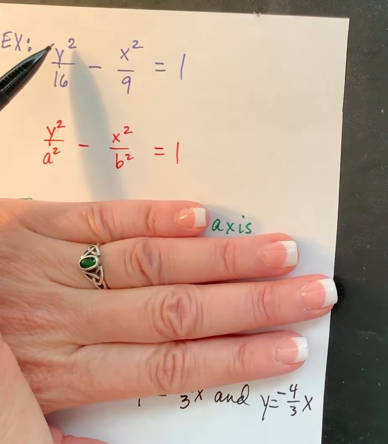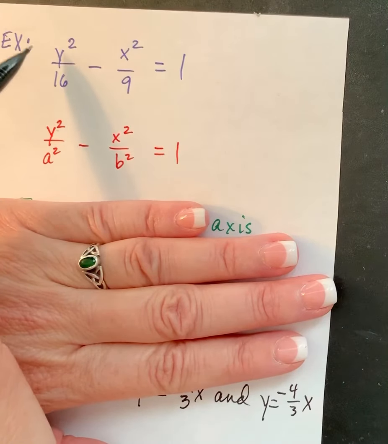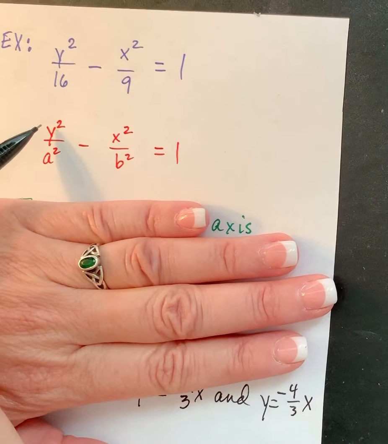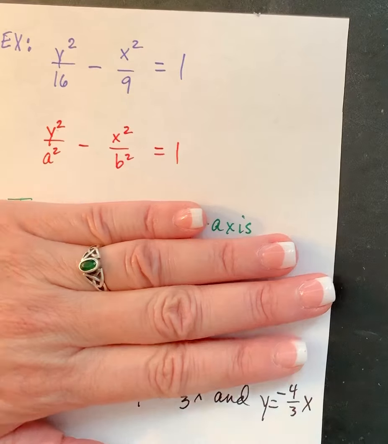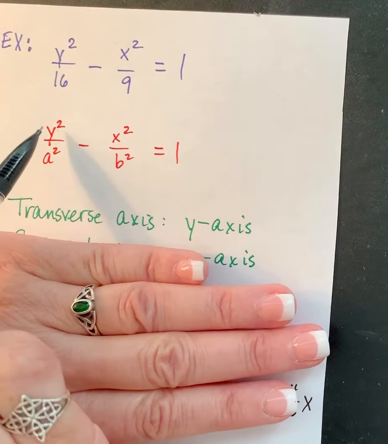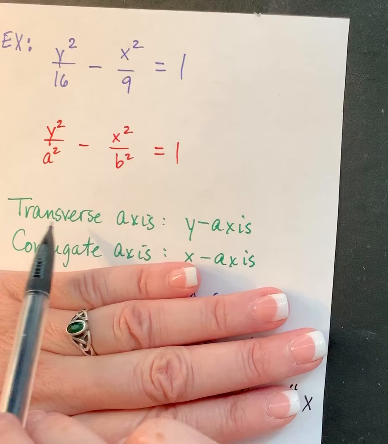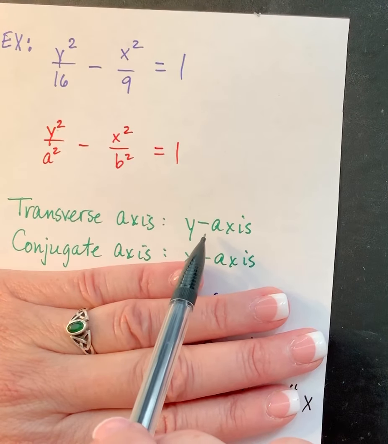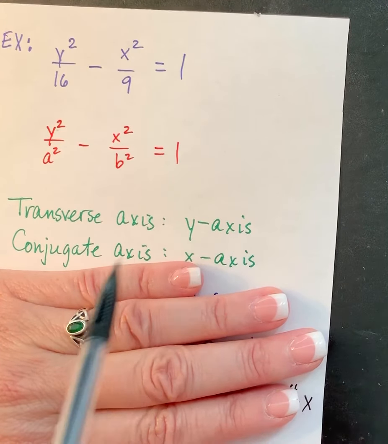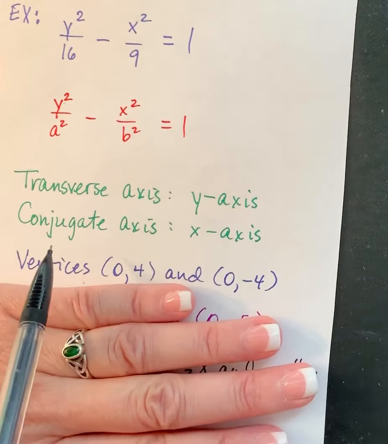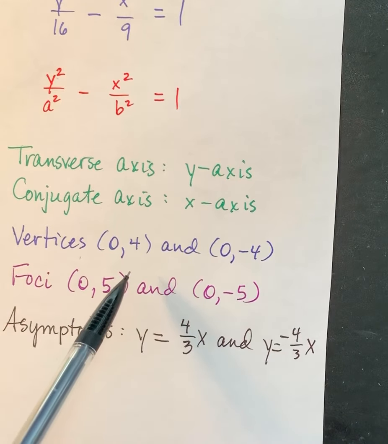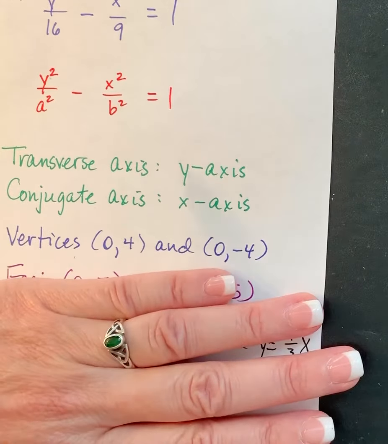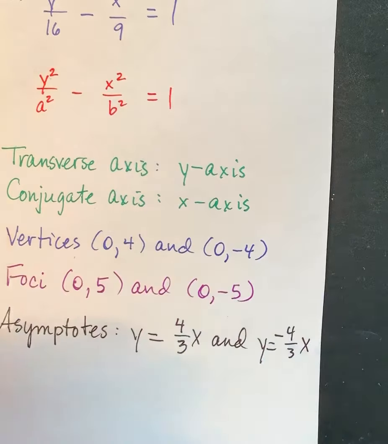Whichever one has the positive coefficient, the coefficient on y squared, 1/16, is positive. So whichever one is the positive one, you write that first, and that one is going to be over the a squared value. And if the y variable is first, then the transverse axis will be the y-axis. The other axis, we call the conjugate axis. And then in this one, the vertices are going to be (0, 4) and (0, -4). Those numbers come from the a values.